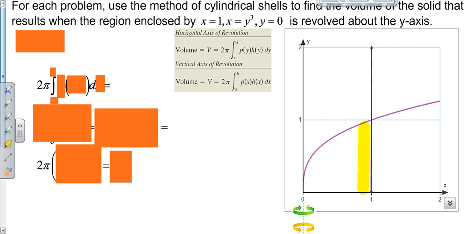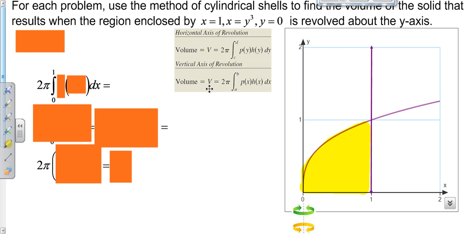And we're going to go ahead and shade that region. We're going to revolve that around the y-axis right here. When it's a vertical axis of revolution, we need to be dealing with x. So your bounds on your integral are your x's. Starts at 0, goes over to 1, so your bounds are 0 to 1.